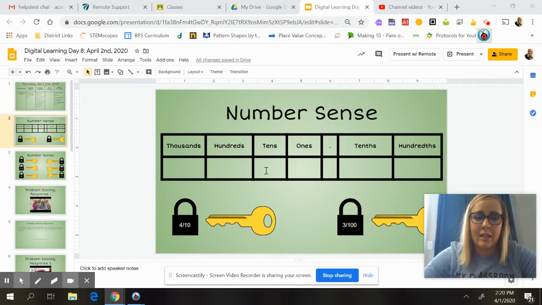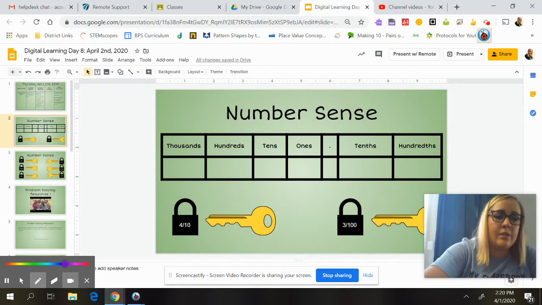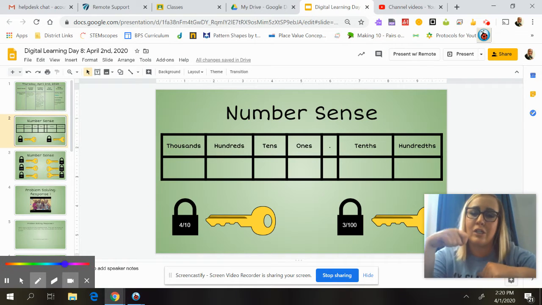So I wrote on here, let's see if I can draw on it. Okay, so on your slideshow, I wrote a place value chart like we've seen it. Your goal today is going to be to write the decimal form of the fraction on the key so that you can unlock the fraction.